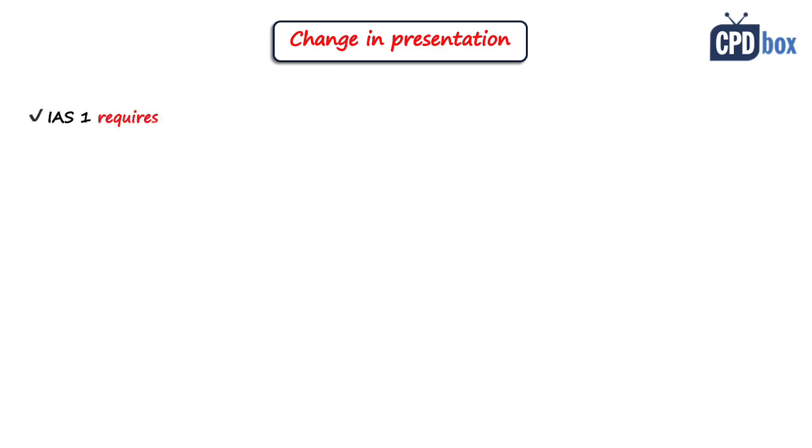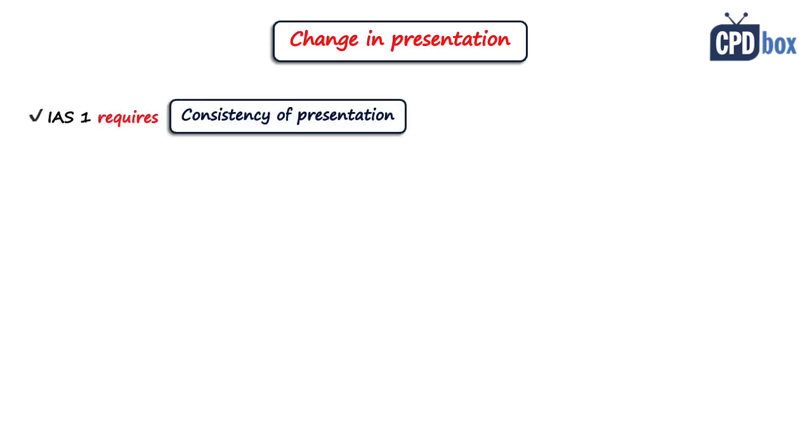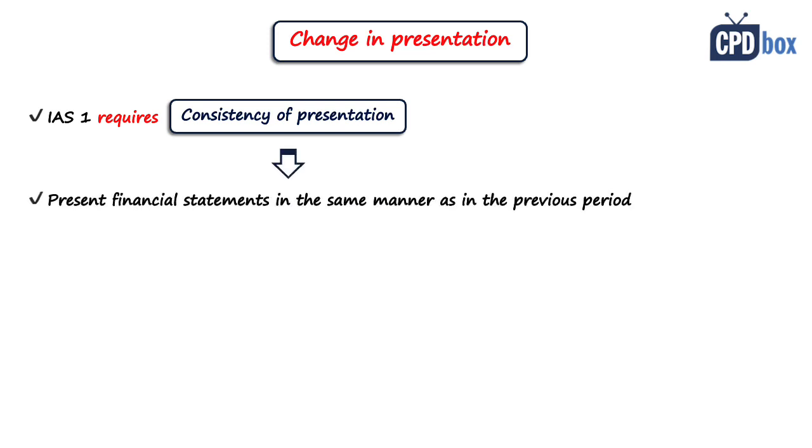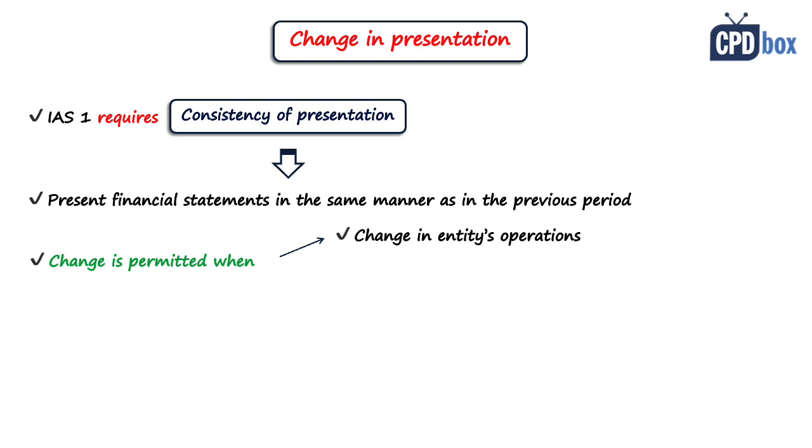In other words, IAS 1 strictly requires consistency of presentation. And it means that you need to retain the presentation and classification of items in the financial statements from one period to the next one. You can change the presentation, but only when there is a change in entities' operations and the new way of presenting would be more relevant, or when IFRS standards change. So yes, you can do it, as in Mohammed's questions, as soon as the operations in Mohammed's company changed, right? And this is also judgmental.